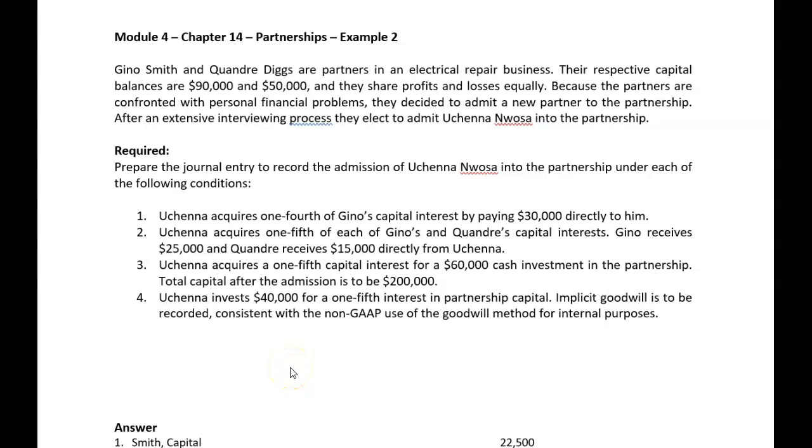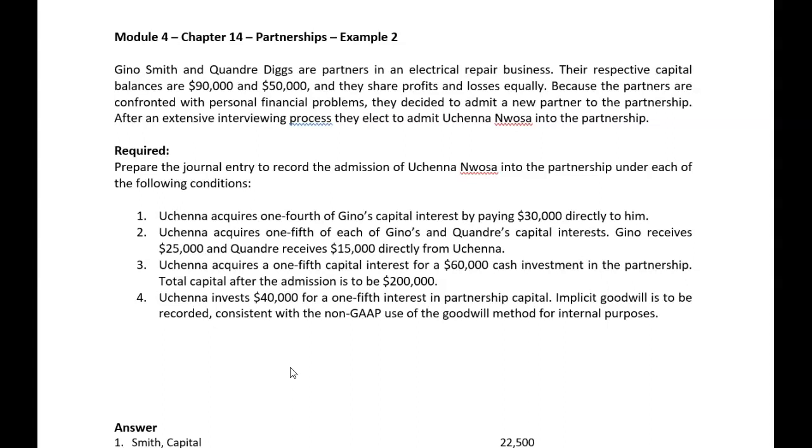In this example, we'll look at the journal entries involved for admitting a new individual into a partnership, and we'll look at 4 different options. So we start off with 2 partners. Their respective capital accounts are $98,000 and $50,000, and you're told they share profits and losses equally.